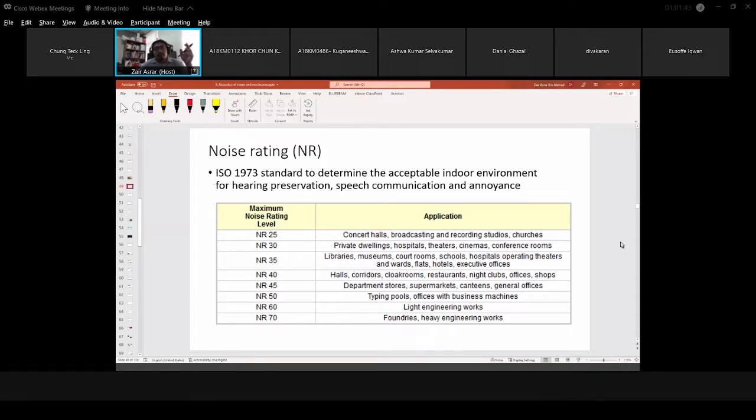We also specify the room according to noise rating. It's based on ISO standard. Certain applications will have certain noise ratings. The lower the noise rating, the better in terms of absorption the room needs to have. The lower the noise rating, that means the room can be exposed to only a low level of noise, basically.